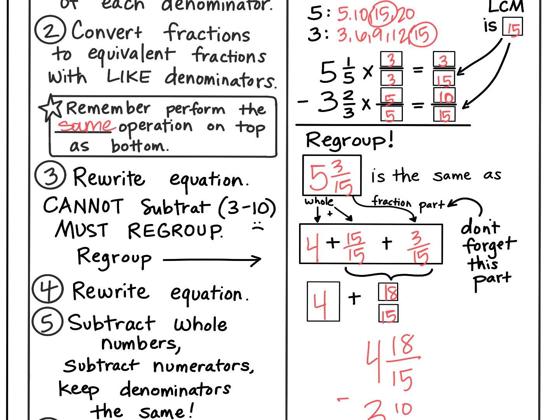Now I will solve, and I'm just going to subtract 4 minus 3, which is 1. Now I'm going to subtract 18 minus 10, which is 8, and 15 stays the same. And it cannot be simplified. So my final answer is just 1 and 8/15.